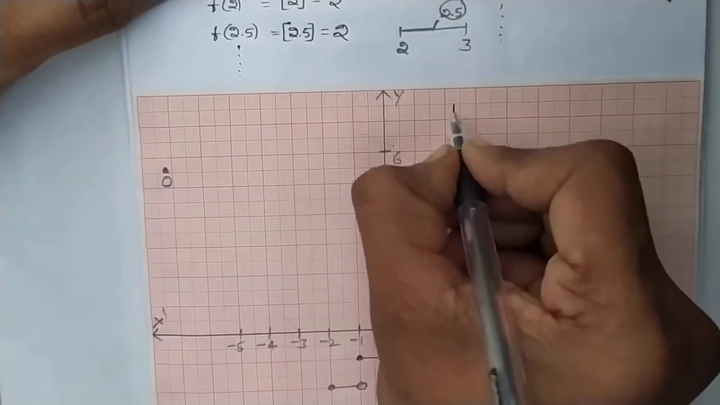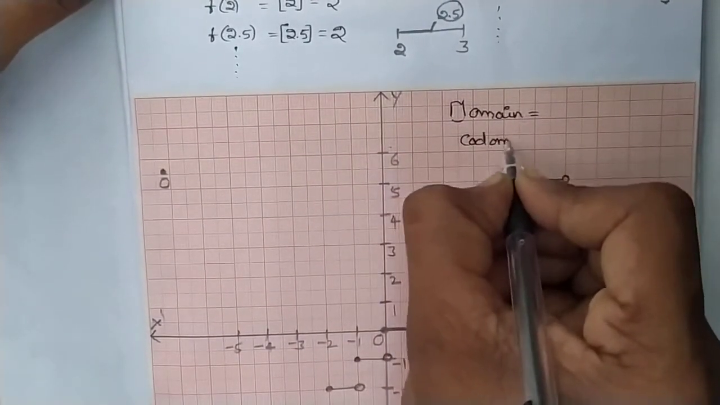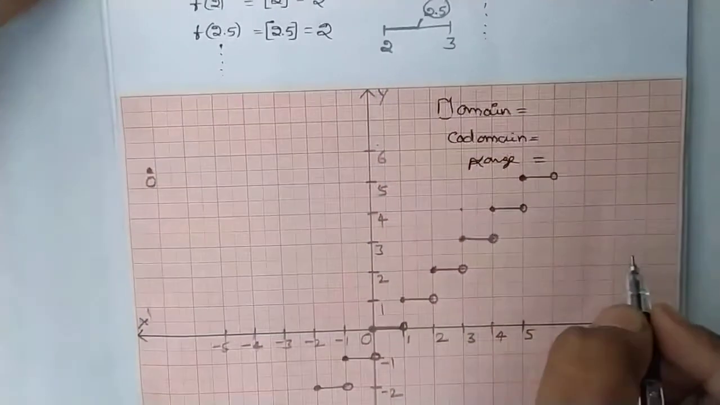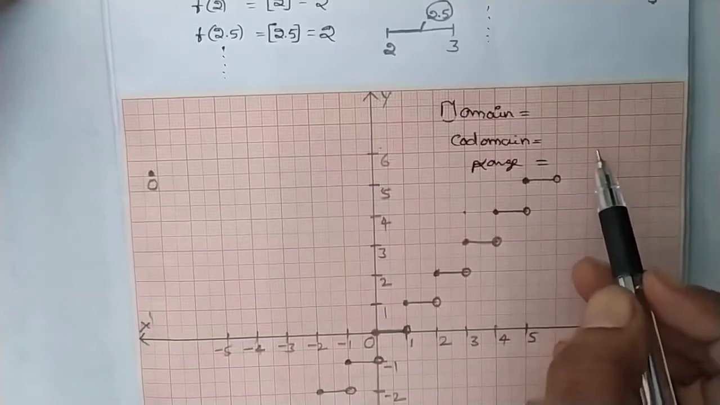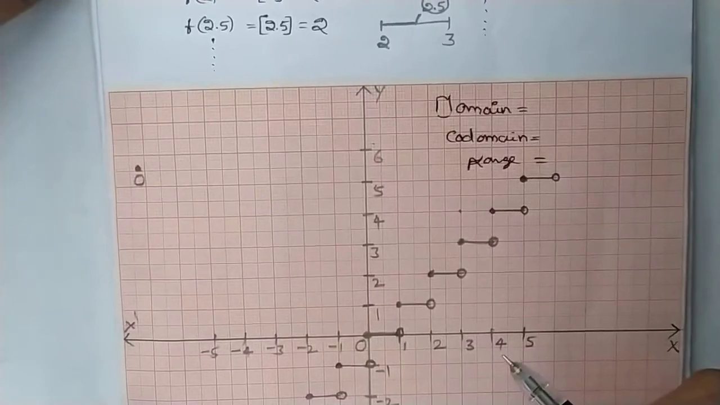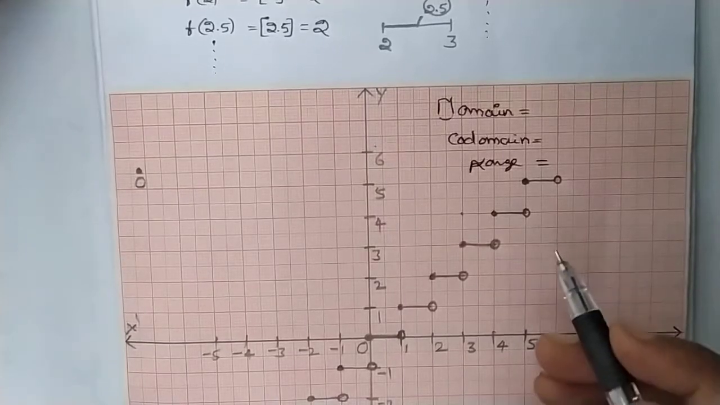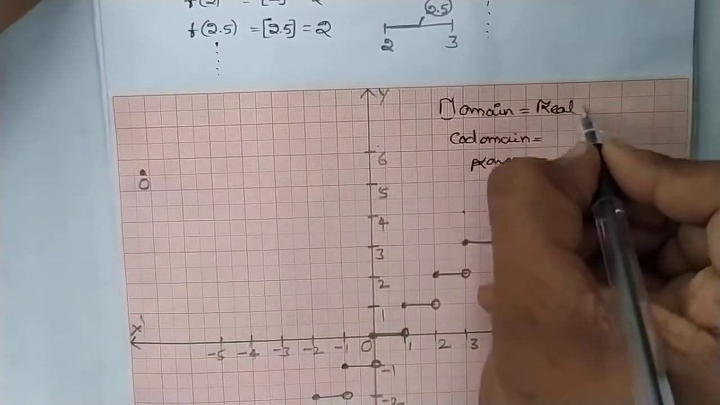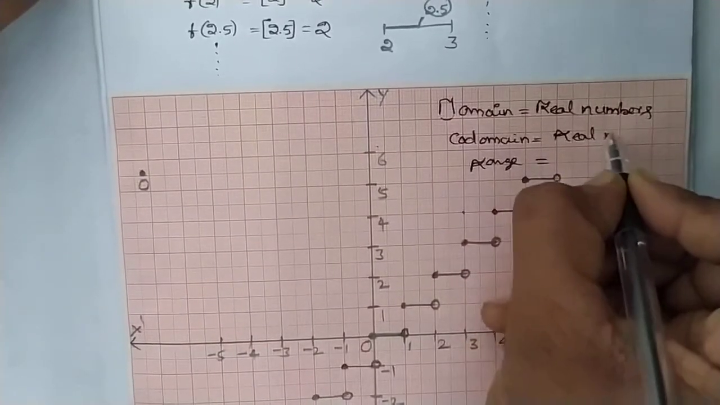Domain, codomain, and range. What about the domain, codomain, and range? I already told you in the starting of this function. You just see the definition of this function. There we have defined that a function f from R to R, real numbers to real numbers. That means the domain is real numbers. Codomain is also real numbers.